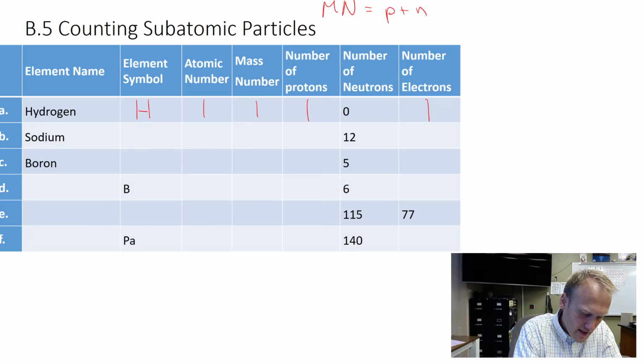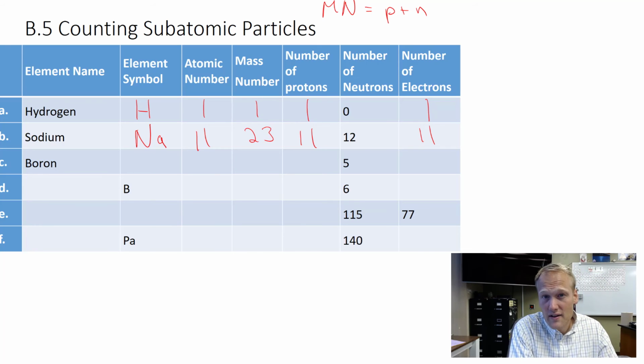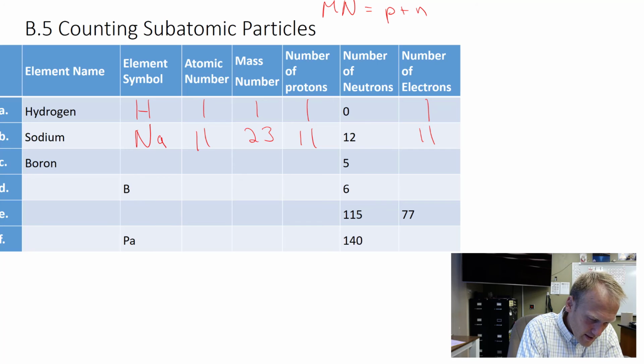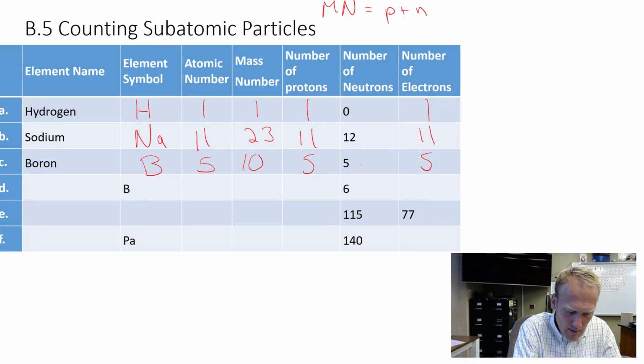Next one we have here is sodium, that's Na, and it's number 11 on the periodic table, which means we're going to have 11 protons and 11 electrons. Mass number is protons plus neutrons. 11 plus 12 is 23. We drew a model of that isotope. Boron, element symbol is B. The atomic number is 5. Number of protons will be 5. Number of electrons will be 5. 5 plus 5 is 10 for our mass number.